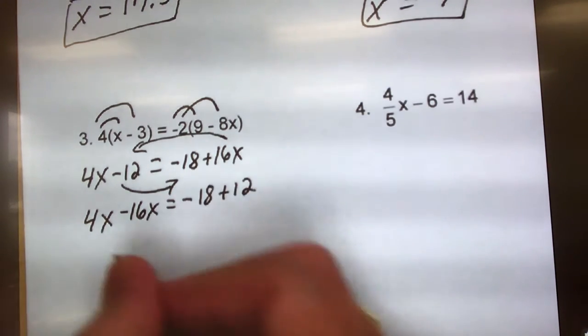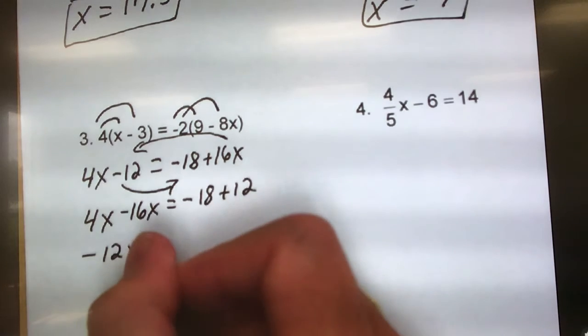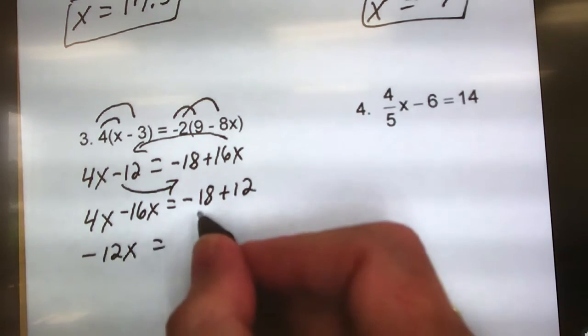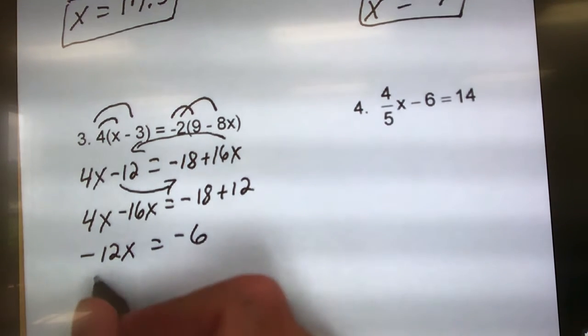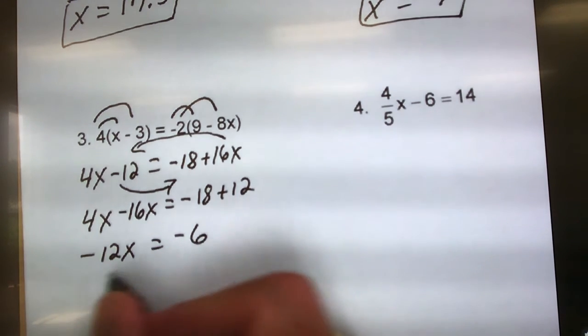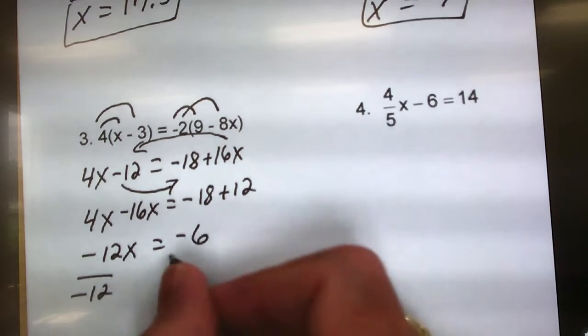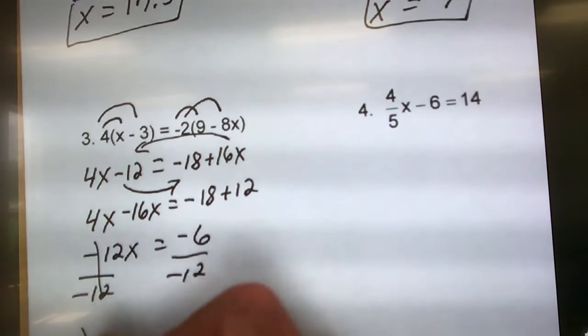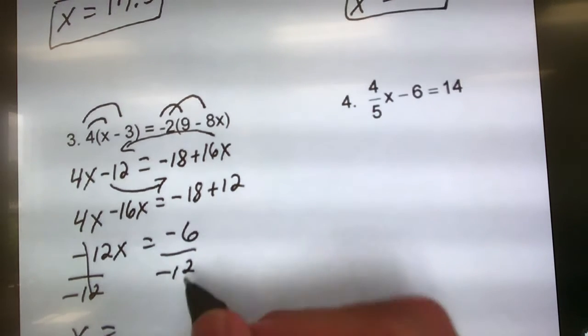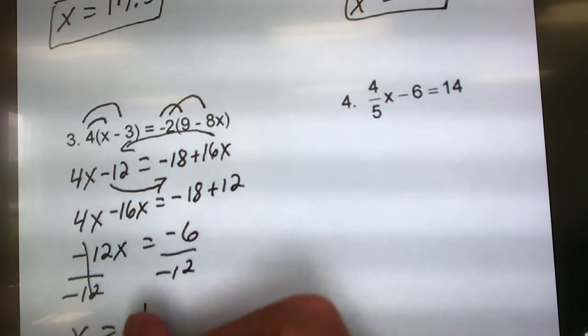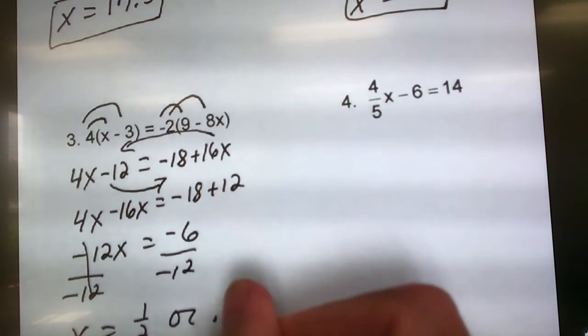4x minus 16x is negative 12x. Negative 18 minus 12 is negative 6. Now we divide, last step, by negative 12. And we have a negative divided by a negative, so that is a positive. 6 over 12 will reduce to 1/2 or 0.5.